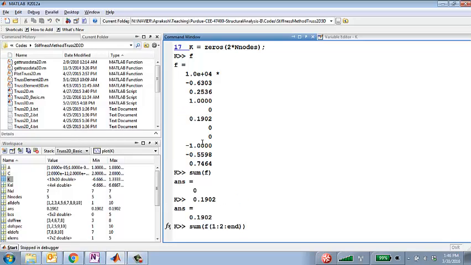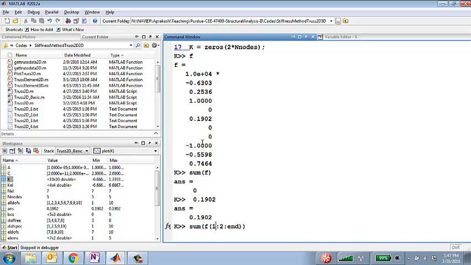Let's check. Compared to 10 to the power 4, so you can see the forces are of the order of 10 to the power 4, but our answer is 0.1902, very close to 0. And the likely cause of this is that there is some rounding error in matrix inversion and those calculations.